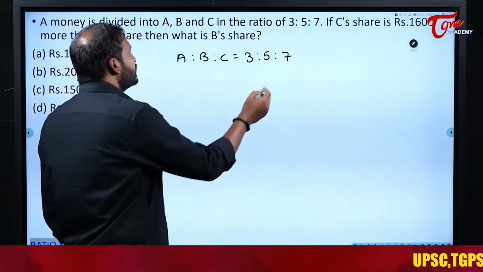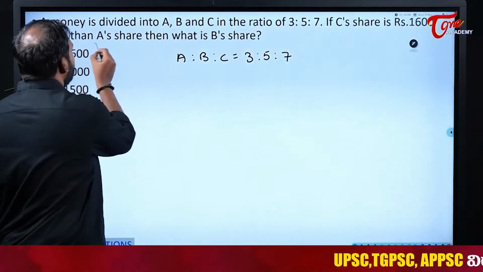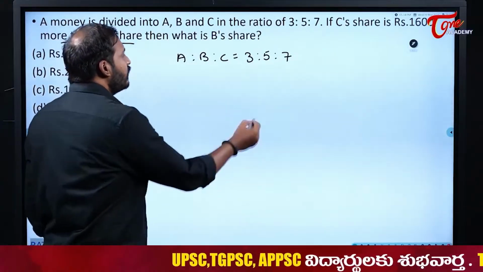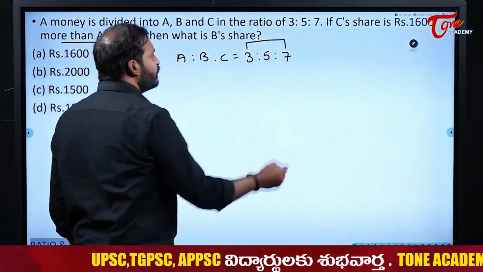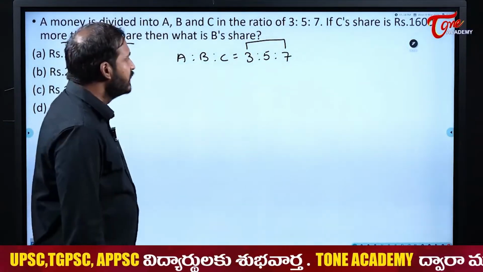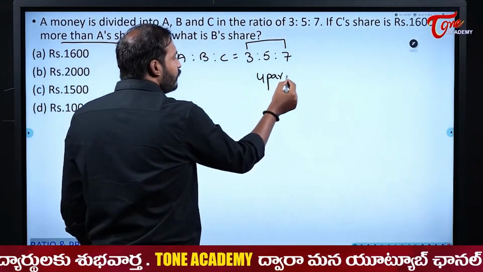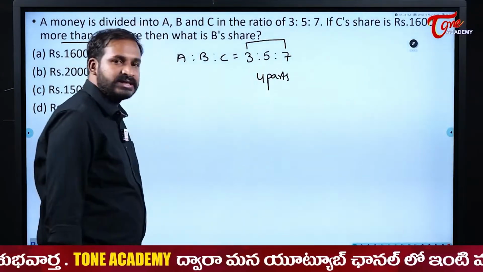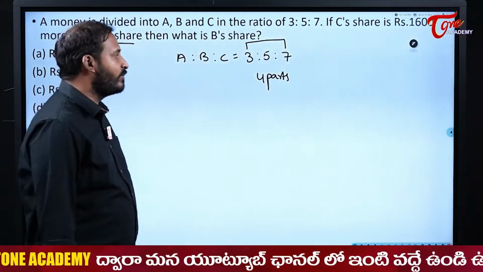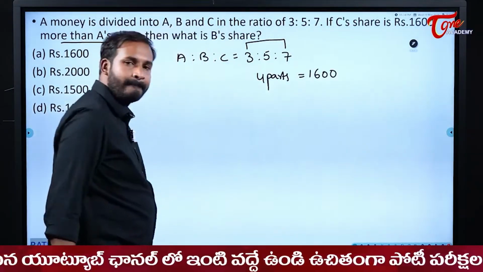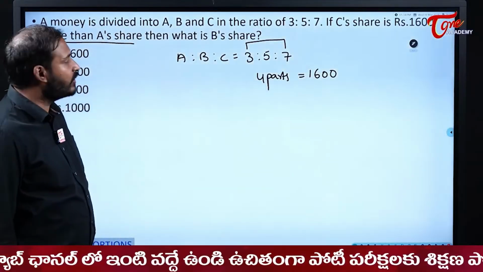So now tell me, C's share is 1600 more than that of A's share, right? Now tell me, what is the difference between C's portion and A's portion here? The difference between C and A is 4 parts. Am I correct? This is 3 parts and this is 7 parts, so the difference between A and C is 4 parts, which is equal to 1600 according to the given question.